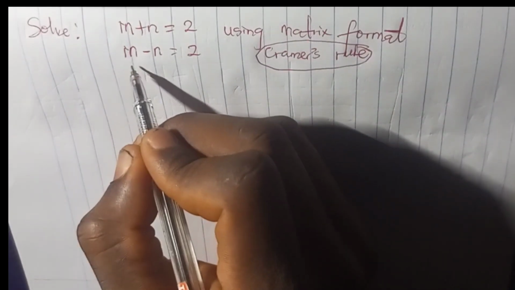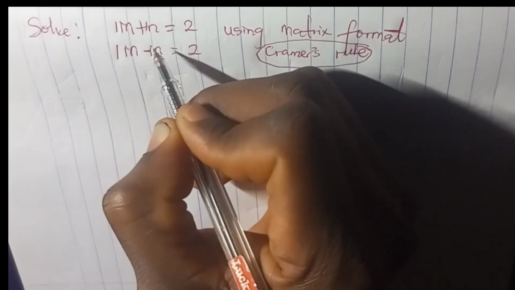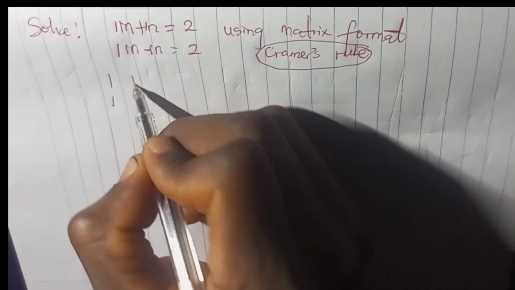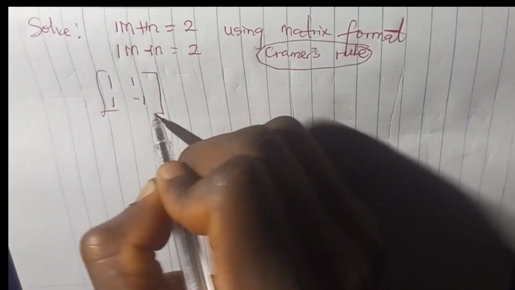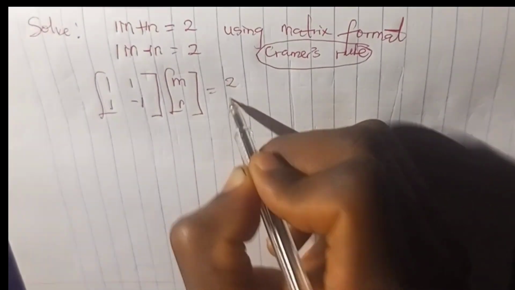Now, before we solve with Cramer's rule, let's first of all bring out the coefficients of these unknowns. So the coefficients of m, I'm having 1, 1. Coefficients of n, I'm having 1, minus 1. I hope you are there. Then you write m, n this way. If you've done matrix, you understand what I have done.